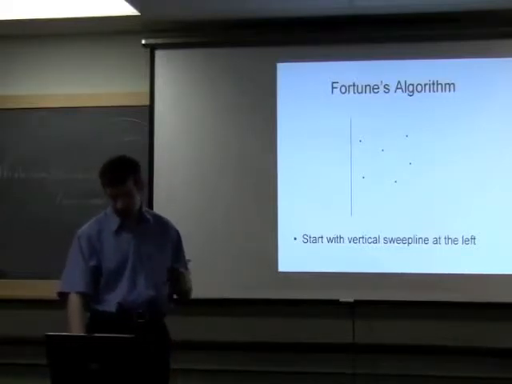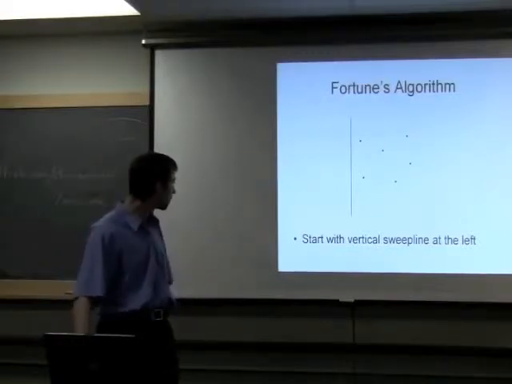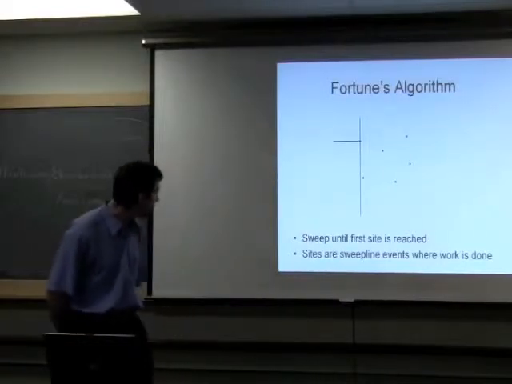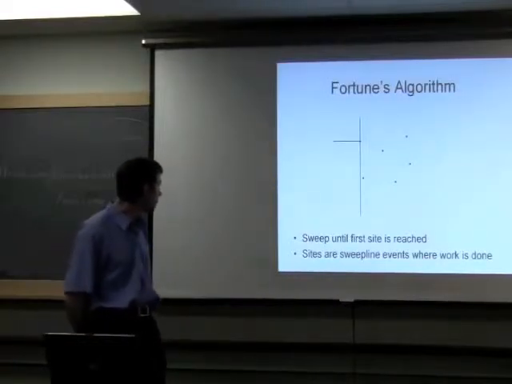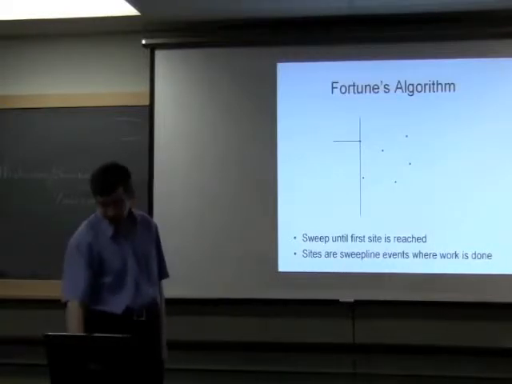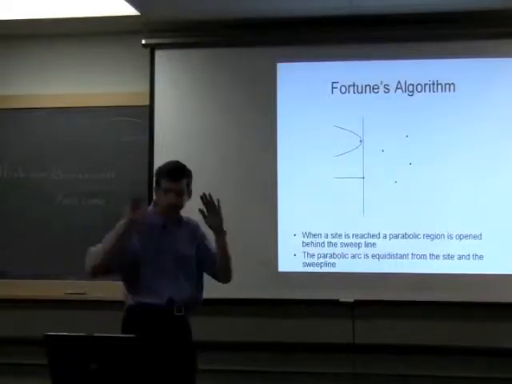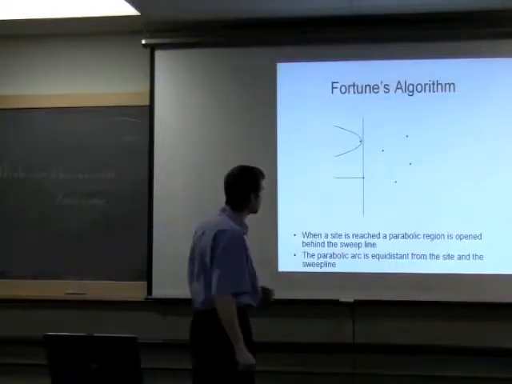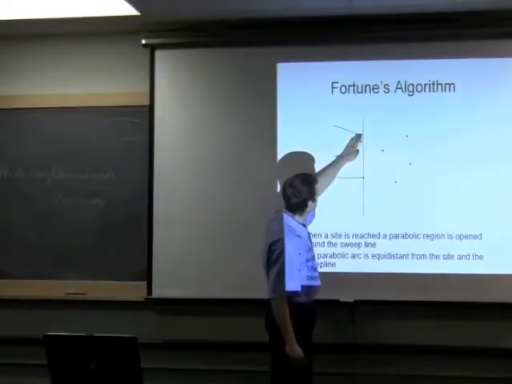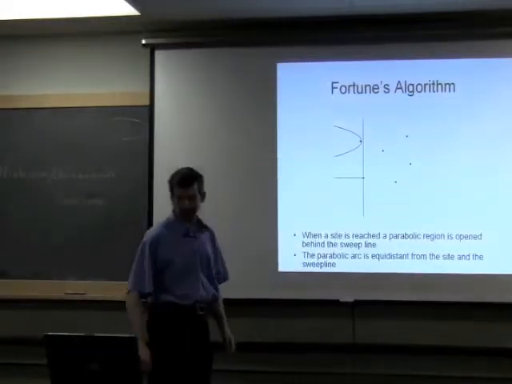Anyways, so the algorithm is you start with a vertical sweep line at the left, and you sweep until you reach a site. And the sites are where work is done by the sweep line. After the site, you open up a parabolic arc. Conceptually, we don't necessarily model it that way, where the parabolic arc is equidistant from the site and the present location of the sweep line, and we keep doing that as we reach sites.